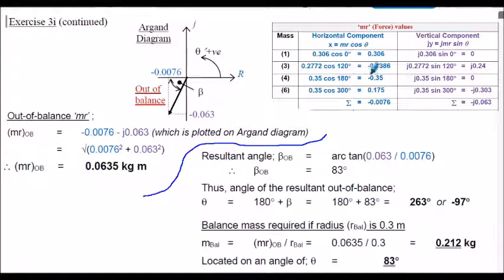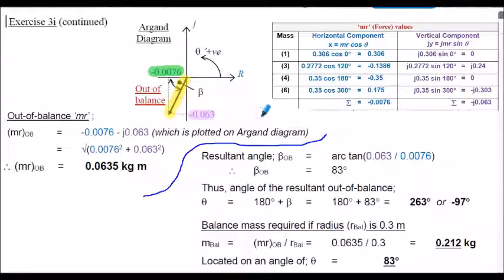So this is where you've got to be careful. Now the phasor or the vector you're considering is down here. Alright, so very careful, you get the direction right. It's negative on the horizontal, so negative 0.0076. And it's also negative in the vertical, negative 0.063. So we're in the third quadrant of the Argand diagram.